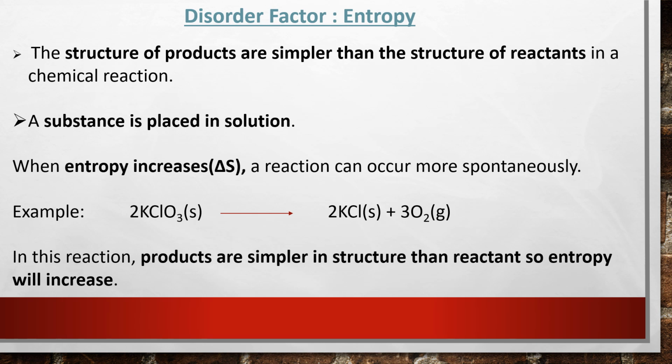The structure of products is simpler than the structure of reactants in a chemical reaction. A substance is placed in solution. When entropy increases, a reaction can occur more spontaneously. For example, here you can see 2 mole of potassium chlorate, which is in solid state, converts into 2 mole of potassium chloride, which is solid, and 3 mole of oxygen, which is gas. In this reaction, products are simpler in structure than the reactants, so entropy will increase.